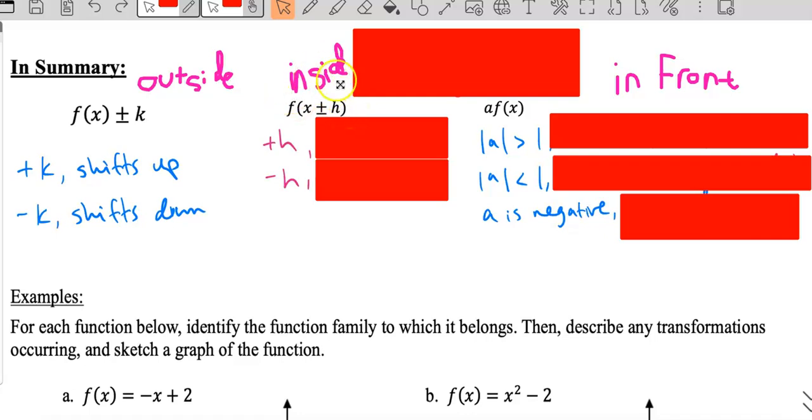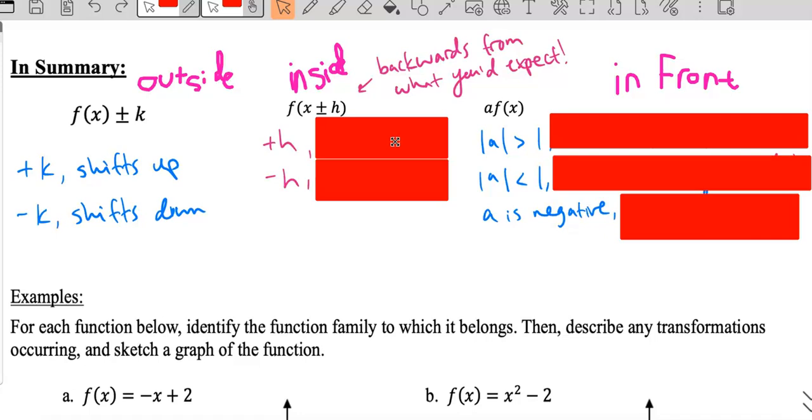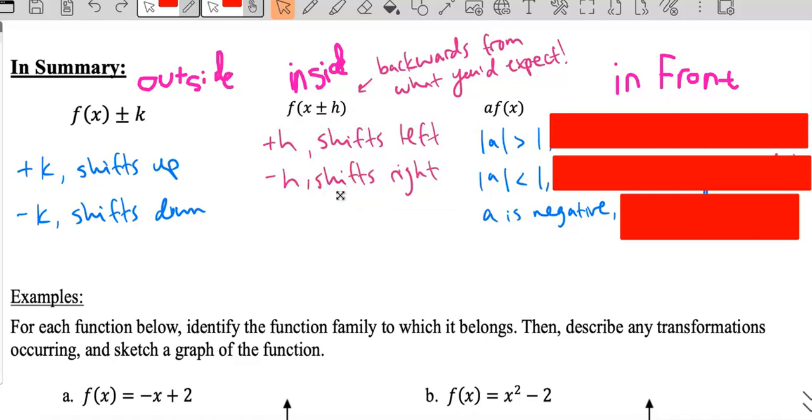Next, inside the function. This one is tricky again. It's backwards from what you would expect, and I would write that down. If it's positive, I think it goes to the right. It's actually going to the left, and that's what my brain has to do every single time. If it's a negative, I think that goes to the left. It's the opposite. It's actually going to the right. Okay?